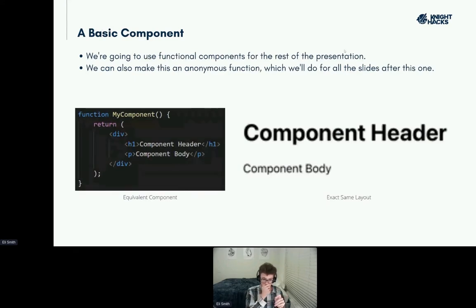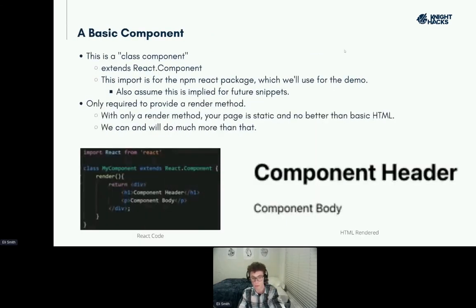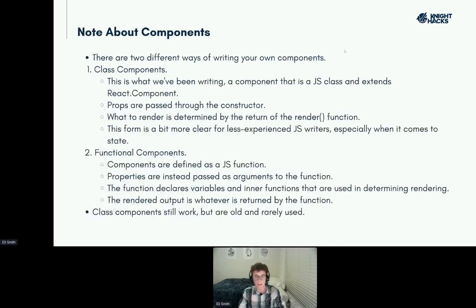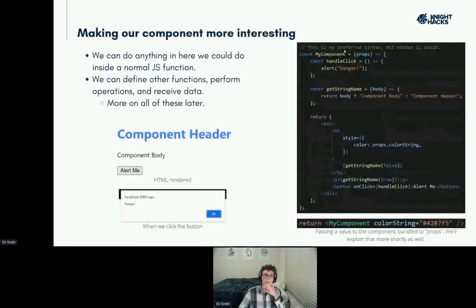This is the exact same example as we had on this slide over here, where we're just rendering a div and a header and a paragraph. In this case, all we're doing is using the return value of our function and our tree of components. Inside of a functional component, we can do anything that we could do inside of a normal JavaScript function. We can declare variables, we can declare other functions, and then eventually we return a value out of it. We'll talk about more of all of this later.